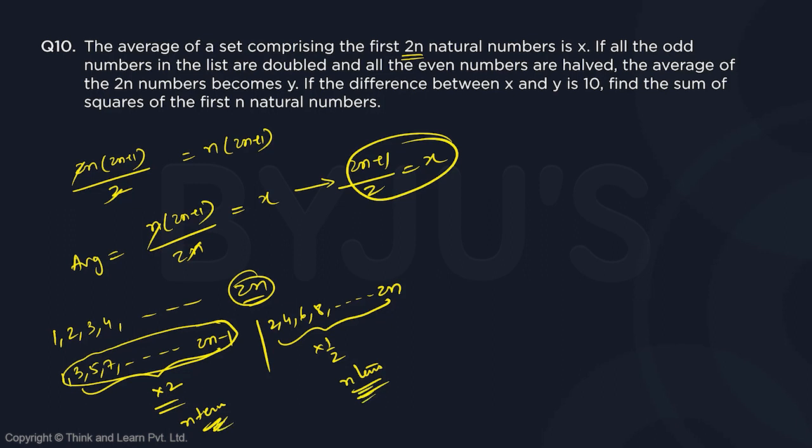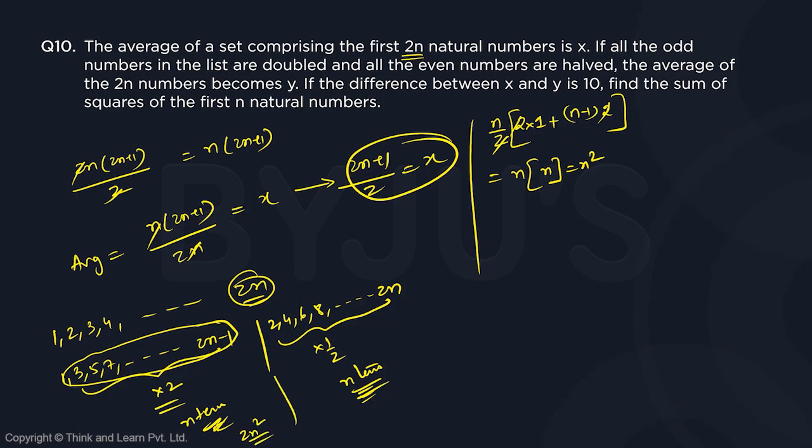So now the sum of the first n odd numbers is given by the AP formula, or if you know the formula for the sum of the first n odd numbers, you can use it directly. Nothing wrong. So I will use the AP formula: n by 2 into 2a plus n minus 1 into d. Here a is 1 and d is 2, so 2 gets cancelled. So this is n into n, which is n square. Now if this is doubled, then this will become 2n square. So the sum of the first n odd numbers doubled is 2n square.